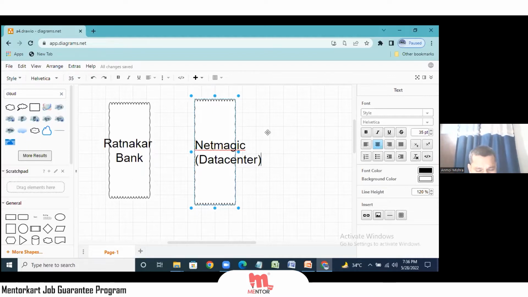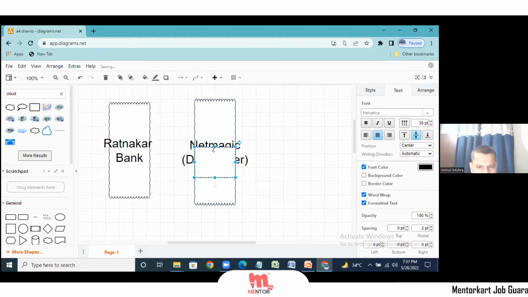Why am I explaining all these things? Because these things will be asked in interviews, and this is a basic thing for cloud computing and the real market. It's a real environment. So what is the cage concept? NetMagic is a very big data center company.